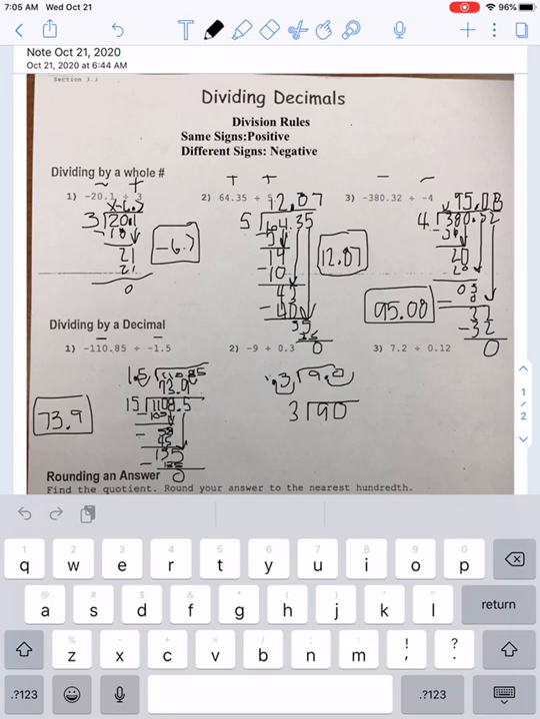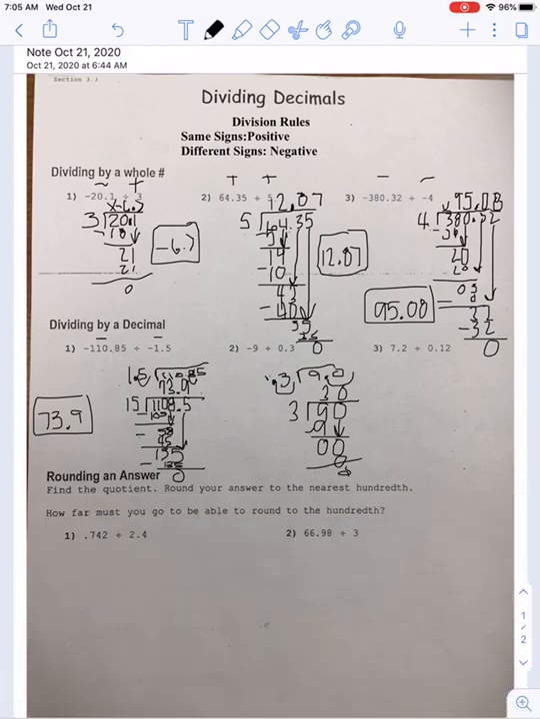3 can go into 9 3 times. That'll give us a 9. Subtract those, that'll give us a 0. Bring down a 0. 3 can go into 0 0 times. That will also give us a 0. Before I circle my final answer, we have a negative divided by a positive. Those are different signs. So my answer is going to be negative 30.